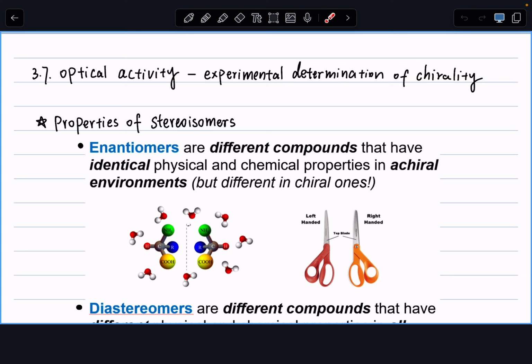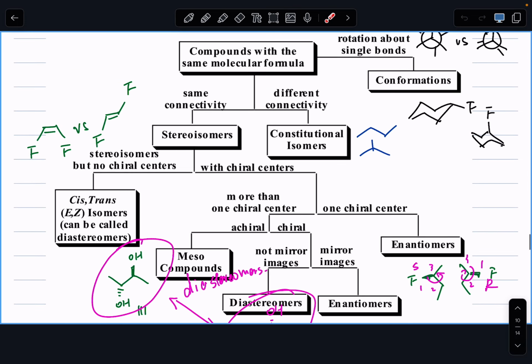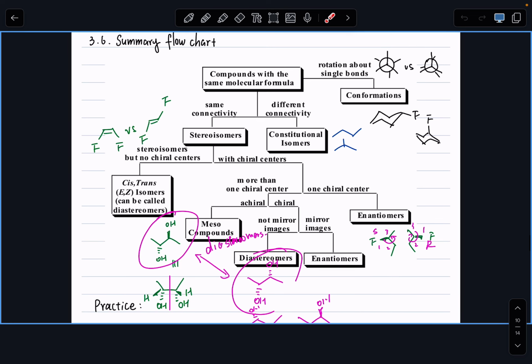So let's just finish up on chapter 3. We went over this flow chart, if you remember, which is basically everything you need to know about assigning chirality or deciding whether a molecule is chiral or achiral, whether the molecule has a stereocenter or chiral center, how to assign R/S stereo configuration, how to draw Fischer projections, and how to draw enantiomers and stereoisomers of a molecule. So far we did everything on paper, right?